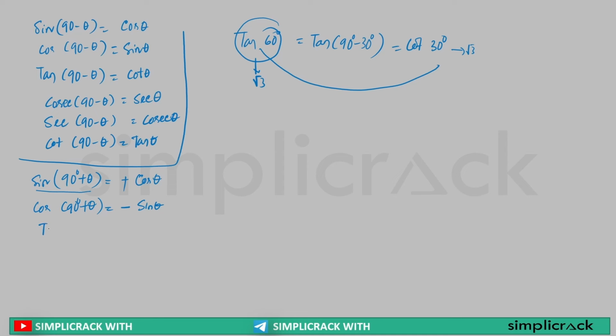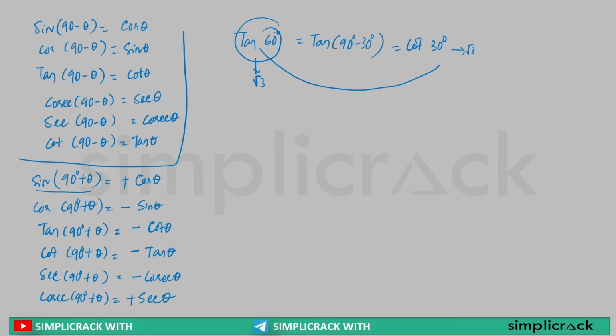Same for tan 90 degree plus theta value, it will be minus cot theta. Plus for cot 90 degree plus theta value, it will be minus tan theta. For sec 90 degree plus theta value, it will be minus cosec theta. For value of cosec 90 degree plus theta, the value will be plus sec theta.